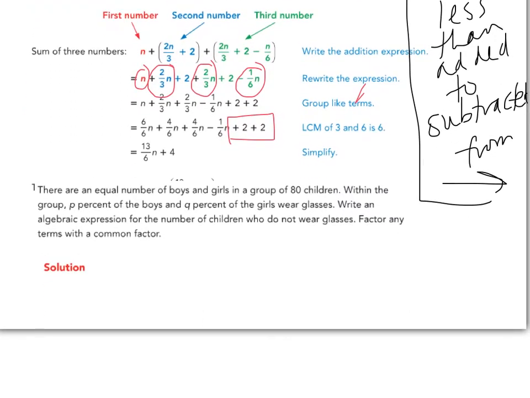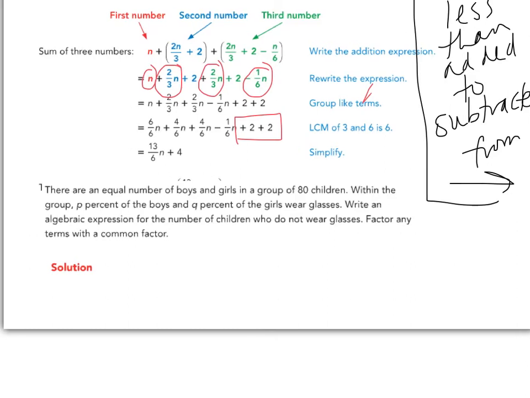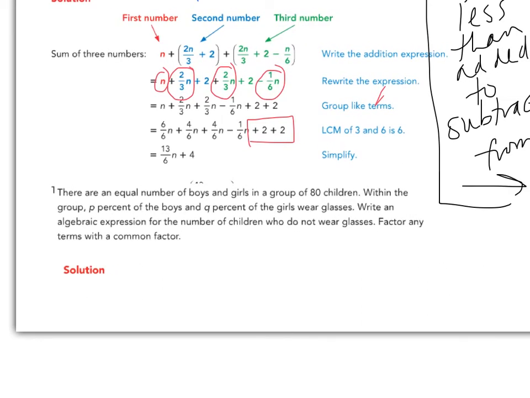All right. So there are an equal number of boys and girls in a group of 80 children. Within the group, P% of boys and Q% of girls wear glasses. Write an algebraic expression for the number of children who do not wear glasses. Factor any terms with a common factor. Okay, so that's one we haven't seen before.